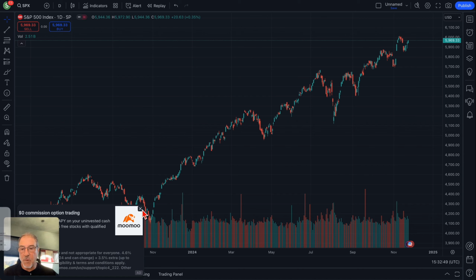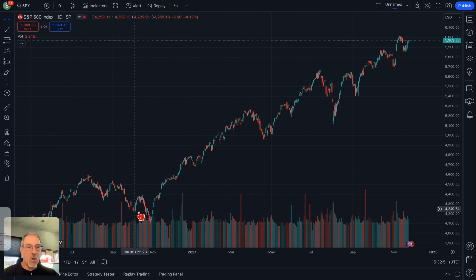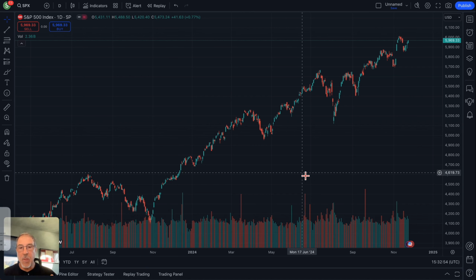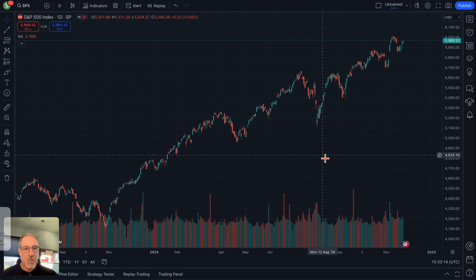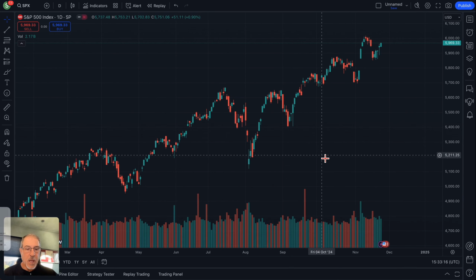Now I'm using the free version of TradingView here, so ads pop up from time to time. I do my actual charting in my software platform. I happen to use Thinkorswim, which is a good, powerful charting program. But I am in day bars for the S&P 500. I'm going to enlarge this a little bit because I'm really going to pay attention more to the past few months.